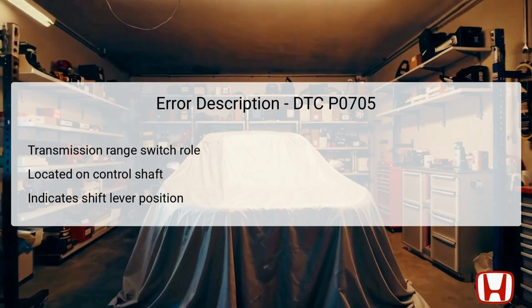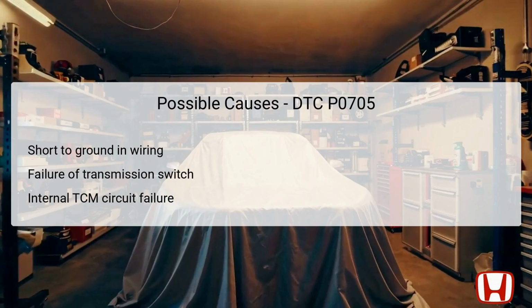This means that the switch is not merely an electrical component, it also interacts mechanically with the transmission system. With the TCM monitoring the voltage from the switch, it can determine if the transmission is receiving the appropriate signals based on the shift lever's position. A malfunction in this component results in unreliable transmission behavior, leading to potentially unsafe driving conditions as the vehicle may enter a wrong gear. Several possible causes could trigger the P0705 DTC.